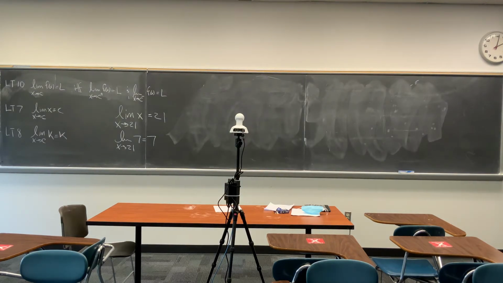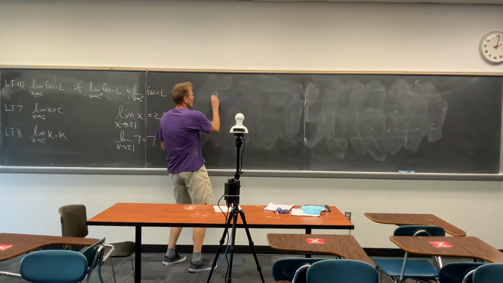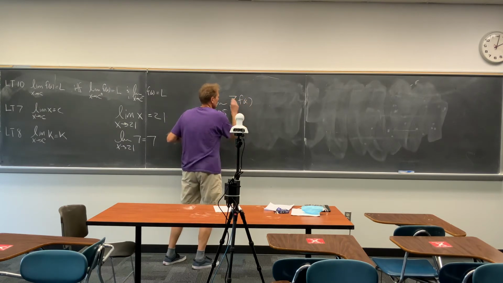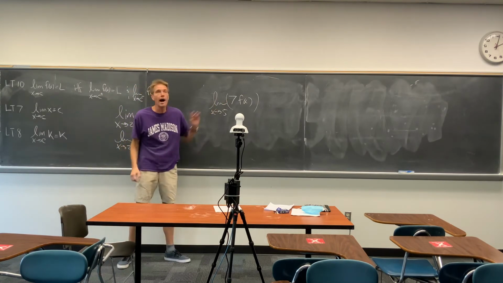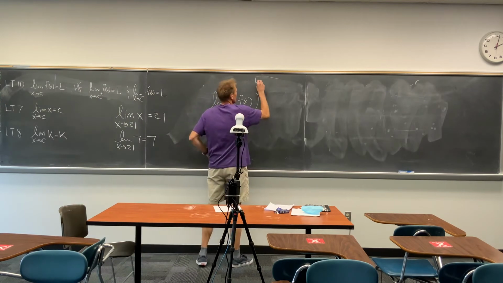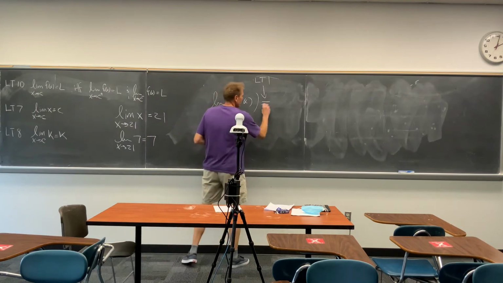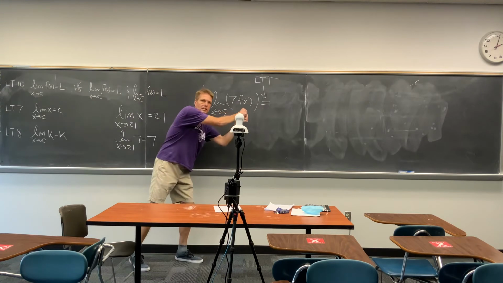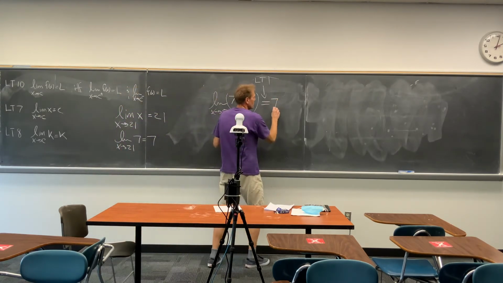Now I'm back to the front of the room. Okay, so for that first limit tool, anytime you run into something like this, you've got the limit as x approaches 5 of 7 times f of x. By limit tool number 1, you can take this 7 and pull it out. You can take this 7 and move it in front of the f of x.